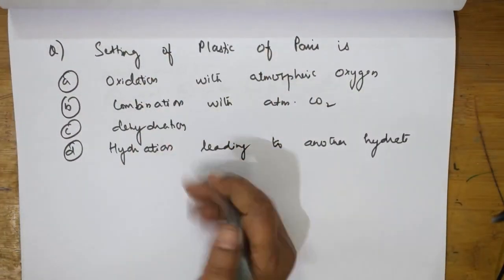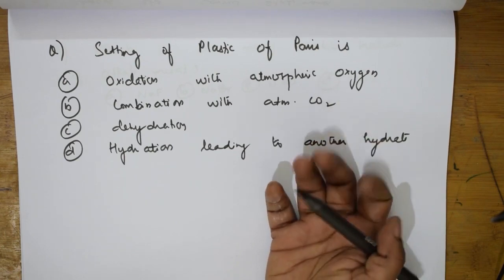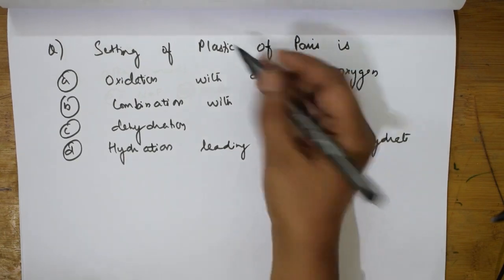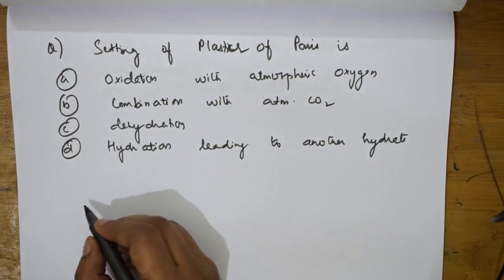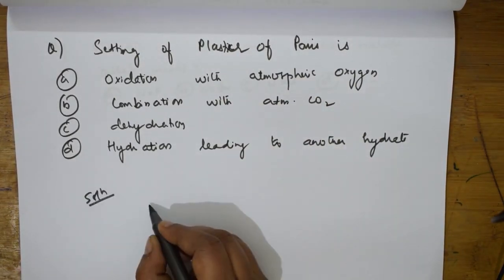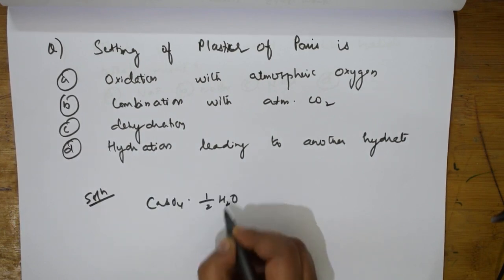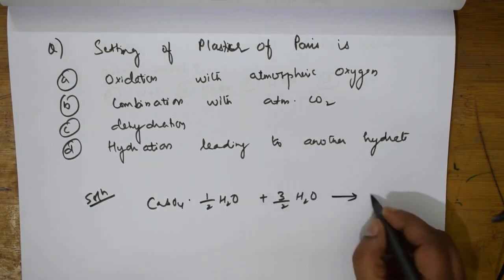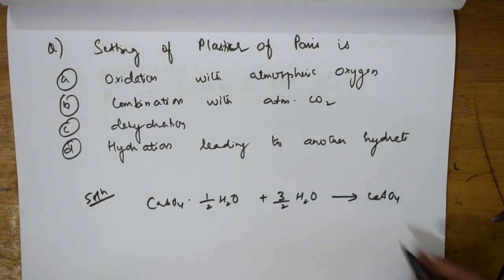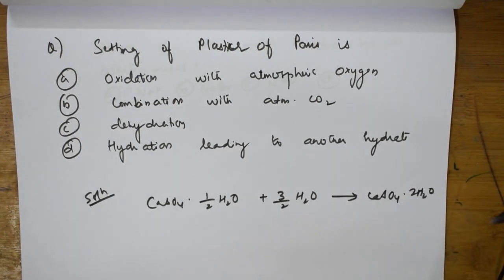Next question. Setting of plaster of Paris. This is plaster of Paris, is it? What is that? So basically, when I have to speak plaster of Paris, only one reaction which I've already taught you. CaSO4 dot half H2O, hemihydrate, with 3/2 H2O gives us CaSO4 dot 2H2O. This is gypsum, isn't it? Yes, that is plaster of Paris. This is gypsum. Simple.